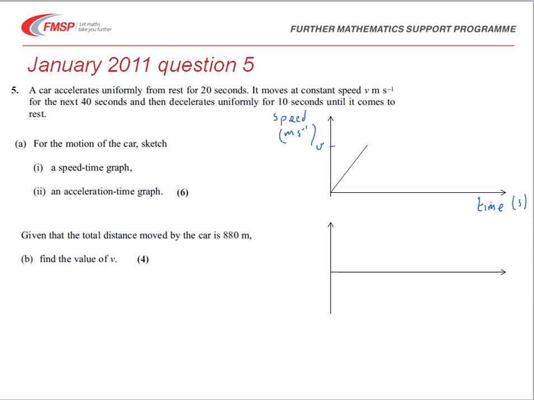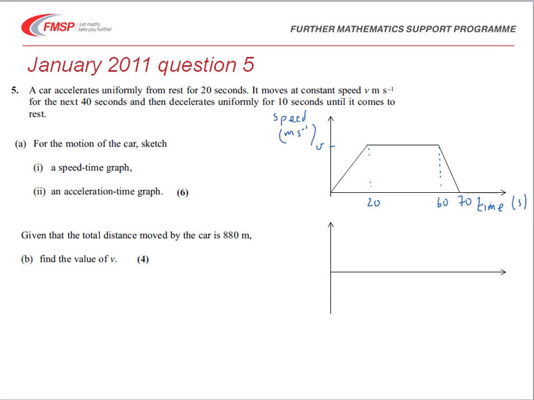It then continues with a constant speed, which is shown by a horizontal line. This is for 40 seconds, so twice as long as the initial part of the motion, and then finally comes to rest in 10 seconds. Let's make that line a bit better. If it's 10 seconds, it's obviously a steeper gradient than the first part of the graph. Putting some detail onto that graph, we should mark in the times that we know. This one here is at 20. Then we have a further 40 seconds, so we've got 60 seconds at this point. And the deceleration takes 10 seconds, so after that we're at 70 seconds. So there we are for the speed time graph.